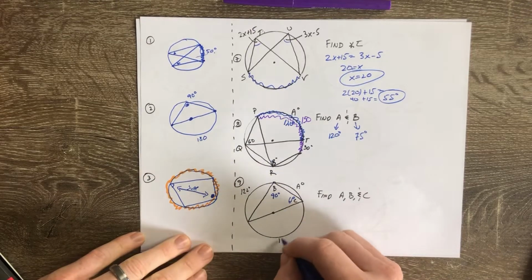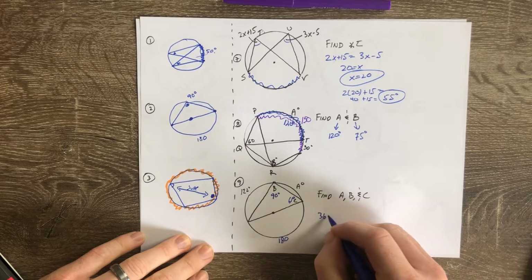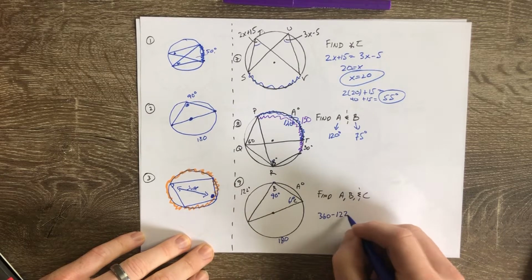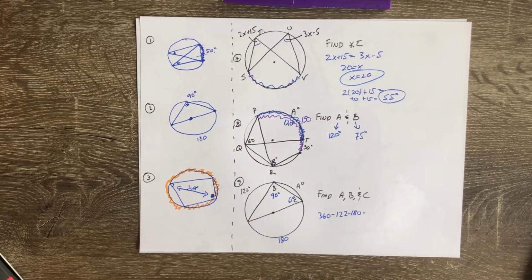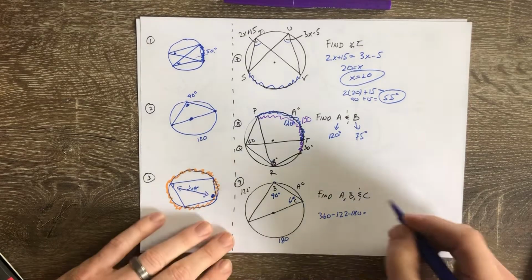And then there's a couple different ways you can find A. You know that this is 180, so you can do 360 minus 122 minus 180. That'll give you A. So 360 minus 180 minus 122. That'll give you 58 degrees.